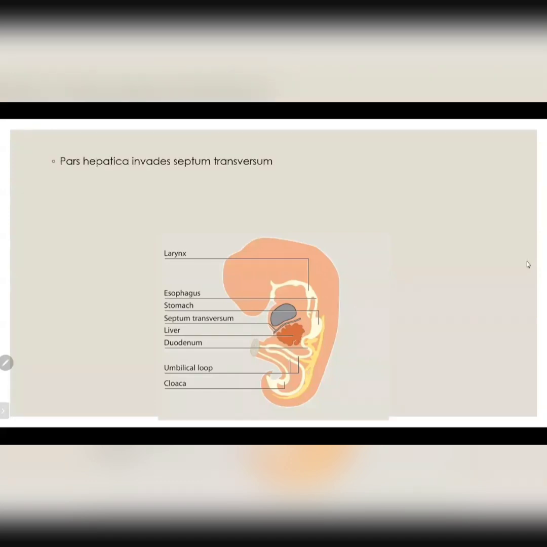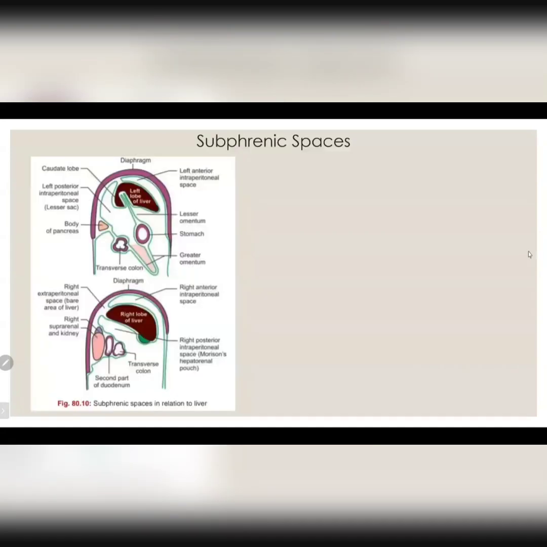The cells of pars hepatica will invade or enter into the septum transversum, and these cells will divide to form the lobes of the liver. When I showed you the picture of microscopy, you saw a few cords of liver cells. The cords of liver cells are formed from the pars hepatica, whereas the sinusoids within the liver and also the capsule of the liver, known as Glisson's capsule, are formed from septum transversum.